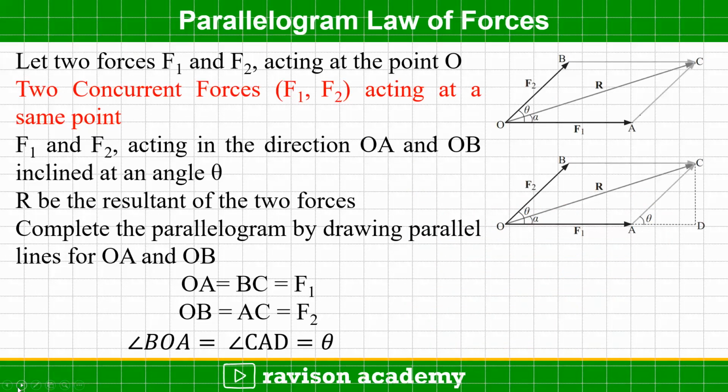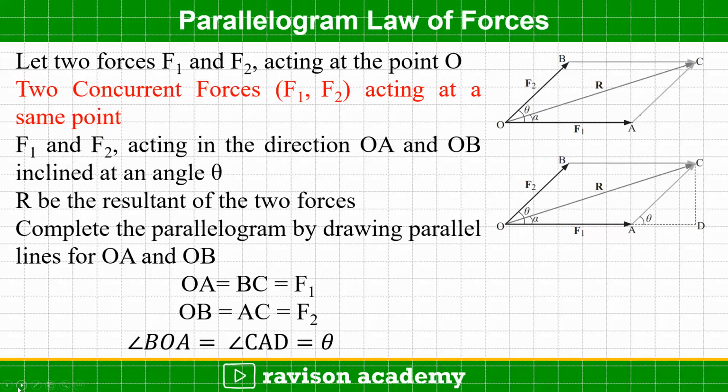Now F1 and F2 are two forces acting at an angle of theta. F1 is equal to OA and F2 is equal to OB. Now we construct a parallelogram based on these sides F1 and F2. So draw a line parallel to OA and draw a line parallel to OB such that you will get a parallelogram with the intersection point C, and now OC is the resultant of the parallelogram.